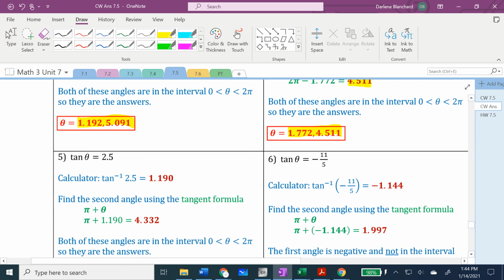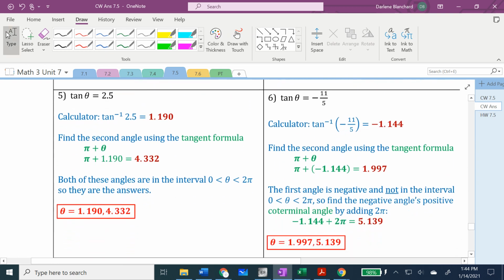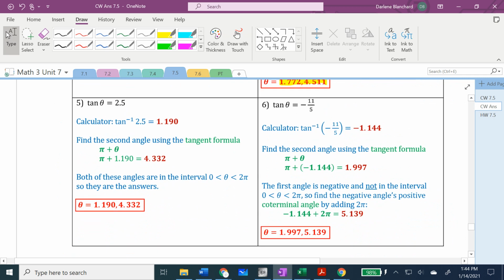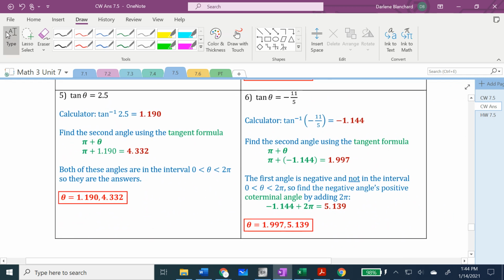For tangent, like sine, it is allowed to go into the negative angle range. So I'm presenting here two versions of tangent. One where your answer to tangent is positive, one where it's negative, to show you the two situations you can run into. With your calculator, you will find the inverse tangent of 2.5. Then you will add pi to that angle. Both numbers are between 0 and 6.28. You're done.